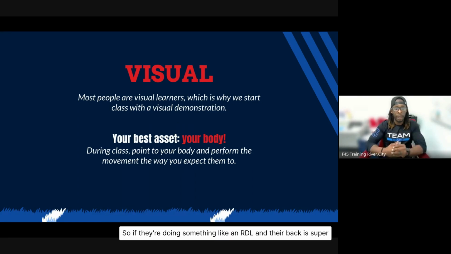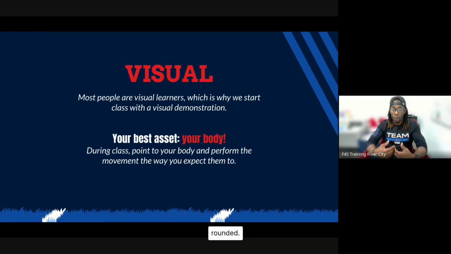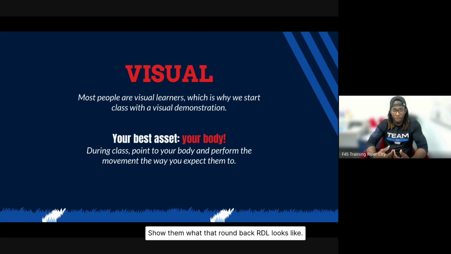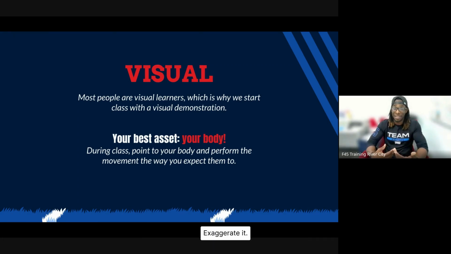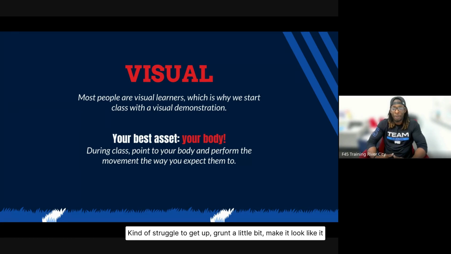So if they're doing something like an RDL and their back is super rounded, show them what that round back RDL looks like. Be exaggerated. Super rounded shoulders, kind of struggle to get up, grunt a little bit, make it look like it was a real struggle. And then show them what it looks like with their shoulders rolled back and down, a neutral spine all the way through, hinging appropriately at the hips and coming all the way up.